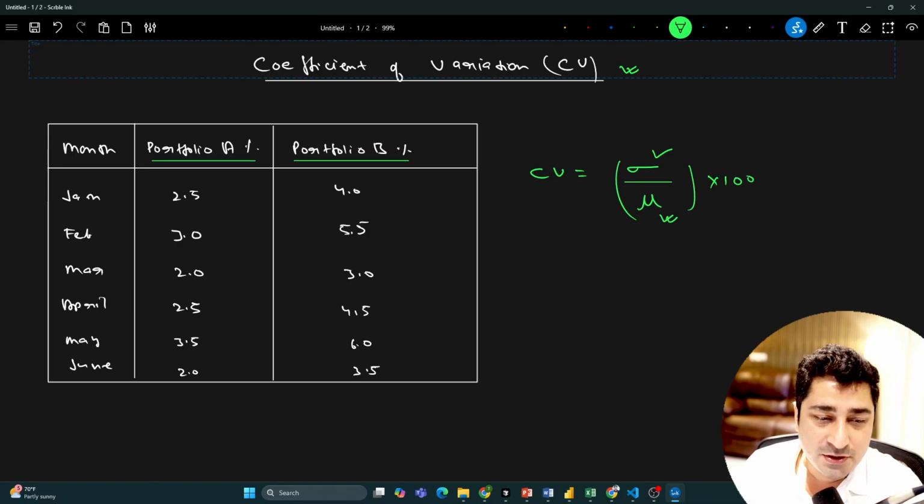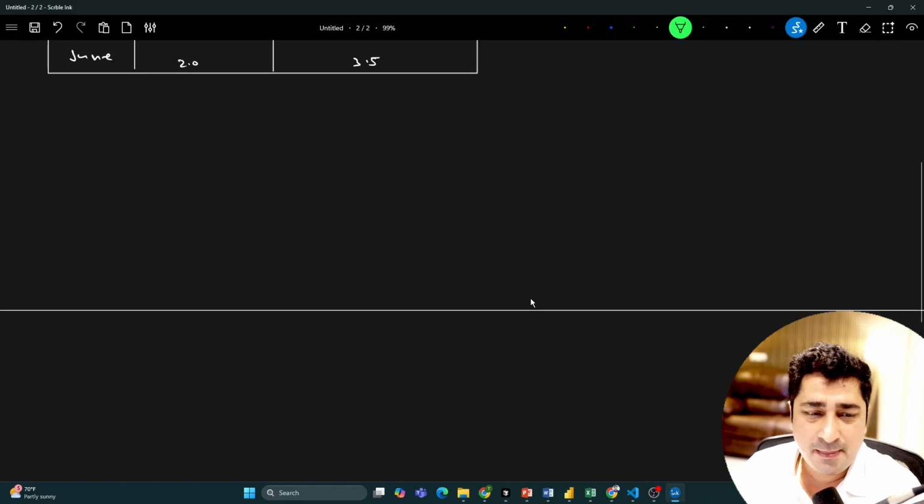So let's try to do the math, and with the help of this calculation, you will be able to decide whether I should invest in portfolio A or in portfolio B. Just to do the calculation, we have to find the mean and standard deviation of portfolio A, and similarly for portfolio B. So let's do it.